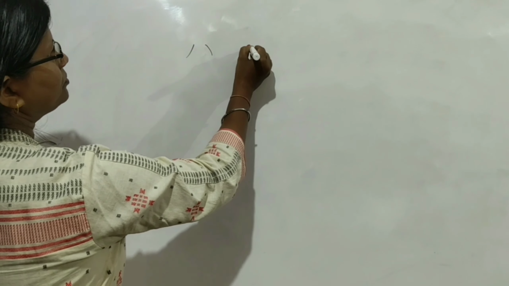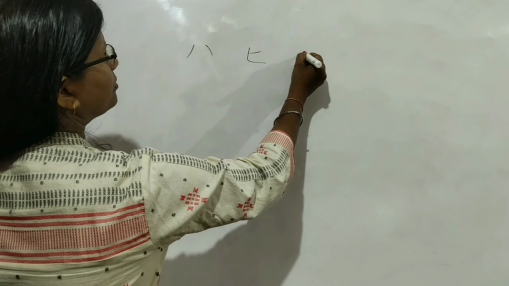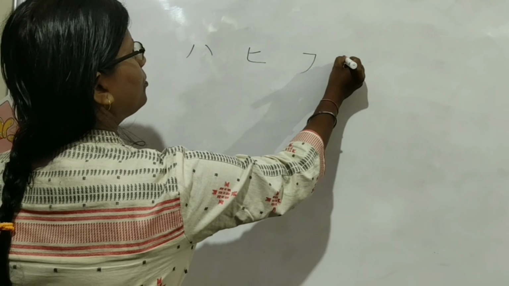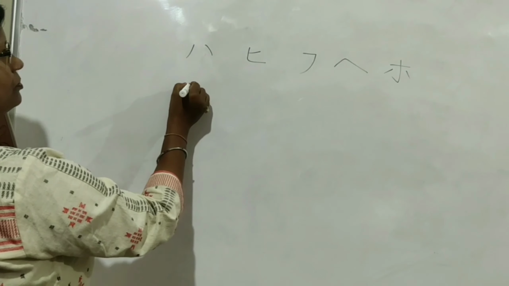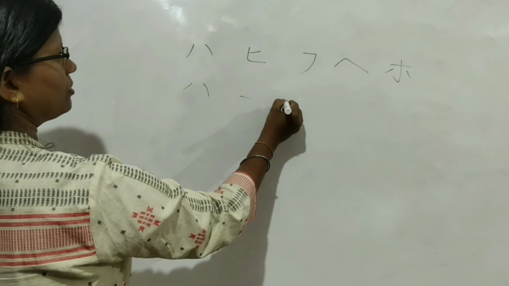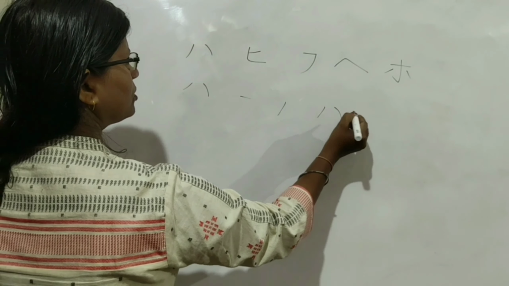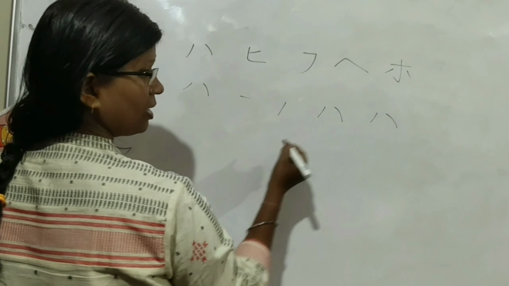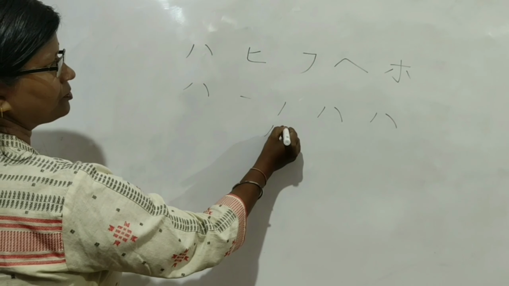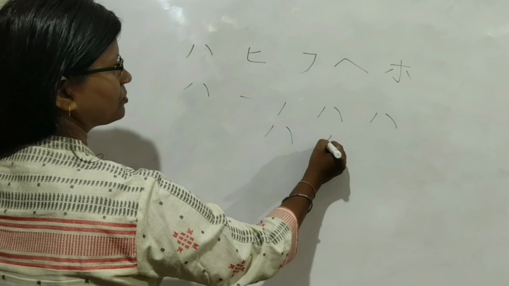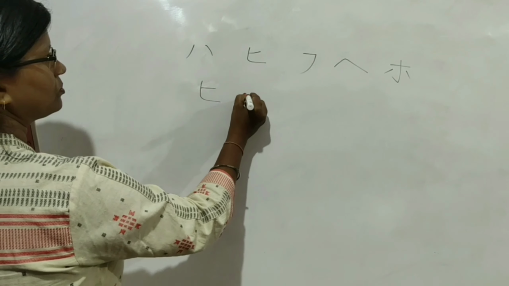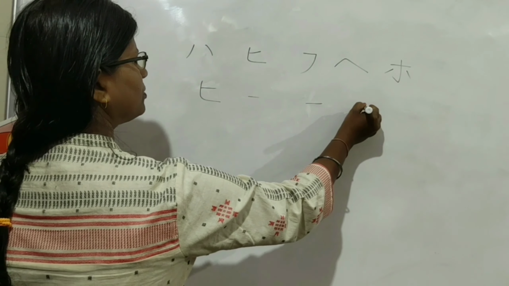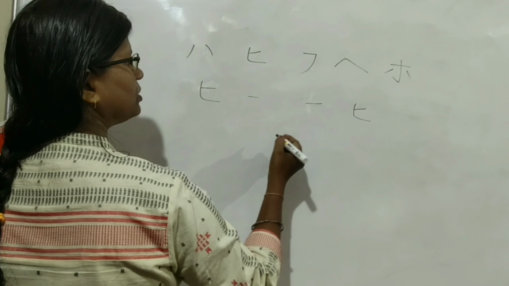Ha, hi, fu, he, ho. Ha: first stroke, second stroke. Ha.